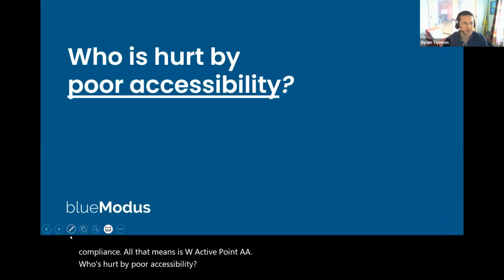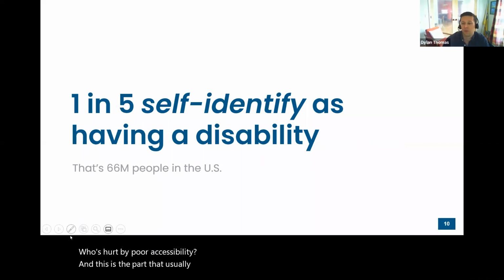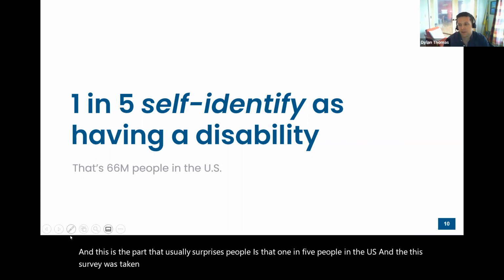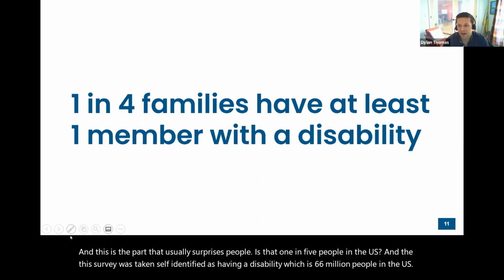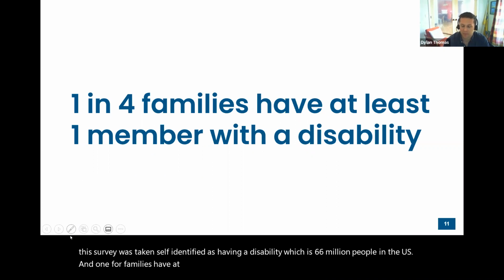So who's hurt by poor accessibility? And this is the part that usually surprises people: 1 in 5 people in the US and the EU, where this survey was taken, self-identify as having a disability, which is 66 million people in the US. And 1 in 4 families have at least one person with a disability.